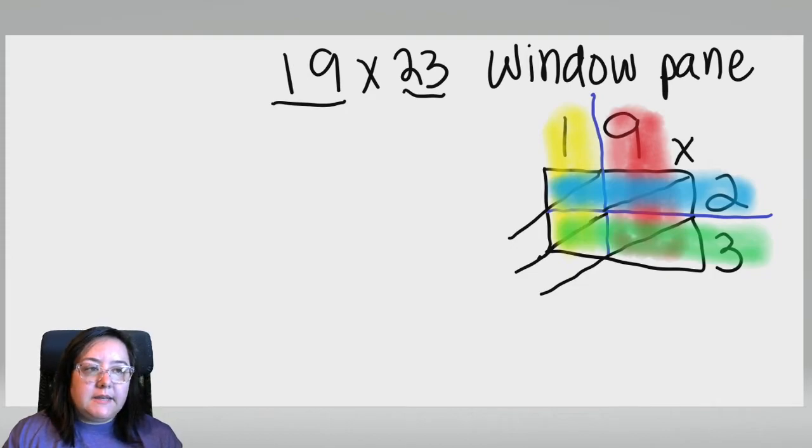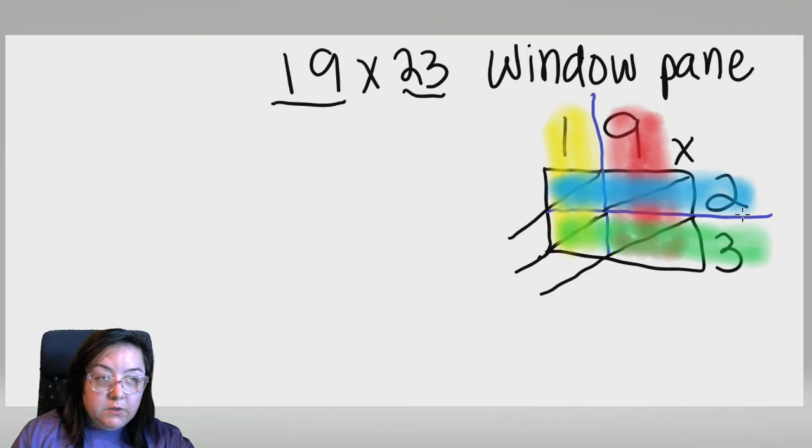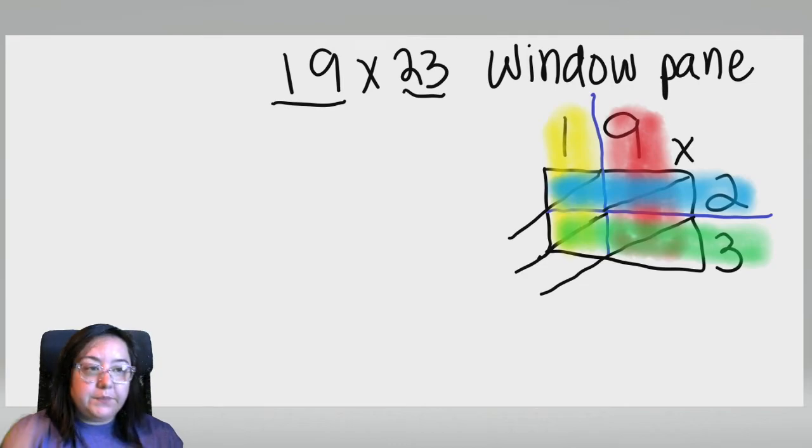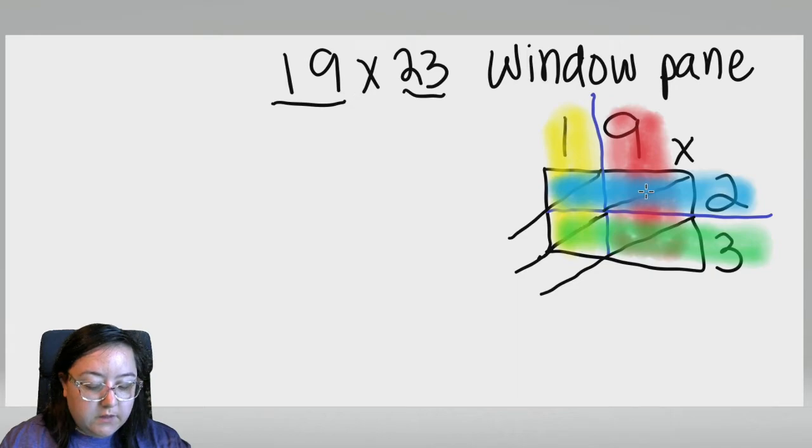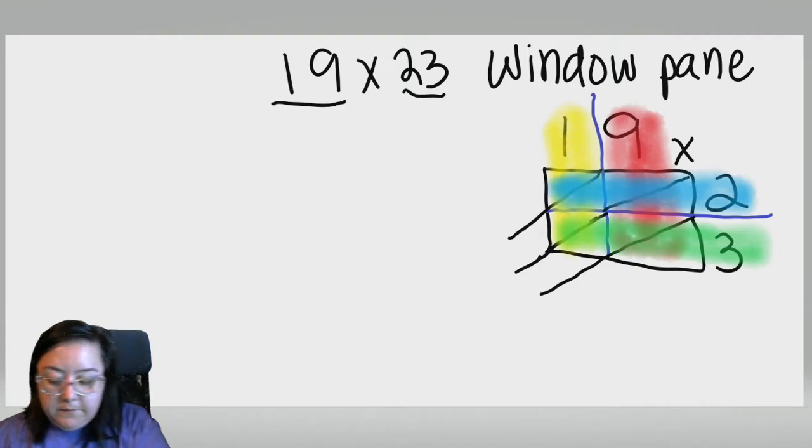And you might hear me say something like the red number or the blue number. I'm talking about the red number being 9, the blue number being 2, the yellow number is 1, and the green number is 3. So inside of this box right here, the two colors that merged together were red and blue. So that means that I'm going to be multiplying my red number 9 times my blue number 2. And the product is going to go in this box right here.